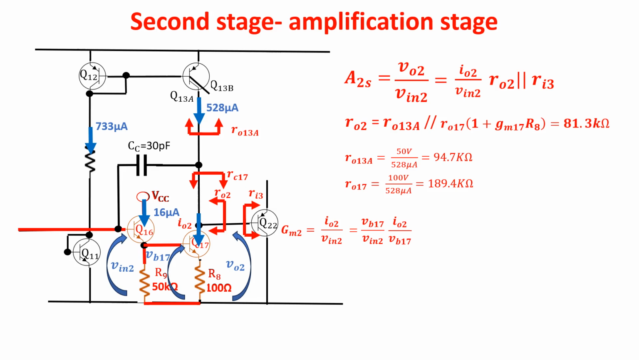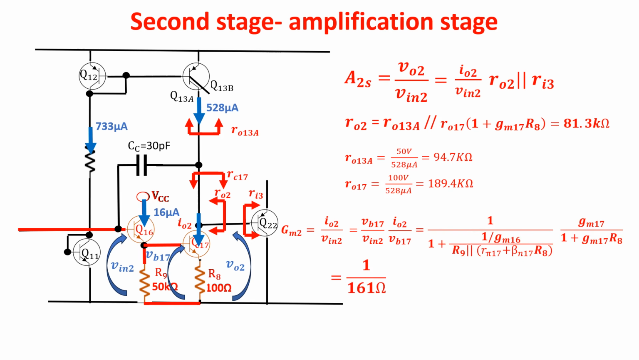So the part of the input voltage dropping on R9 times the transconductance of the common emitter-emitter degenerated Q17. This is the final formula and this is the result. In order to calculate the second stage gain, we also need RI3, which we'll see in the third stage analysis.